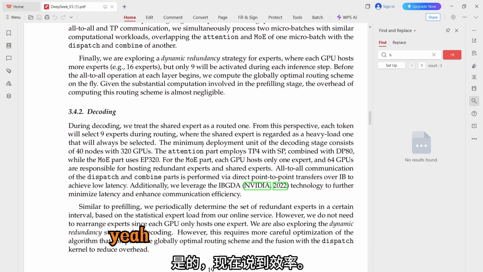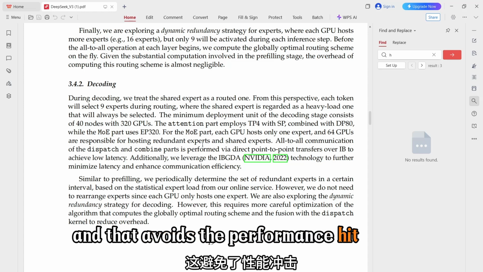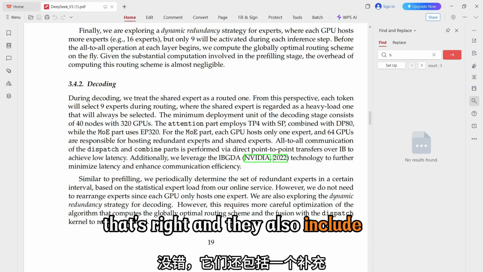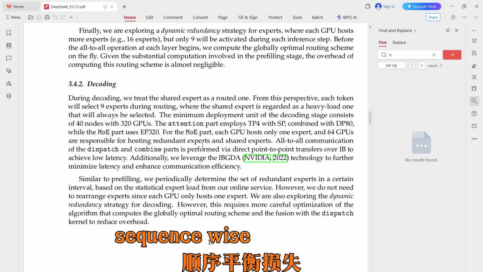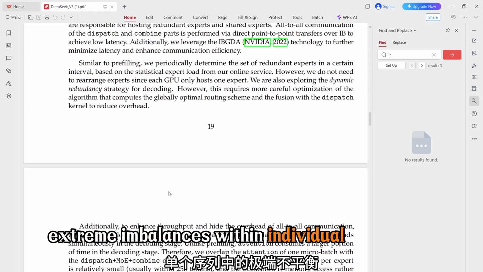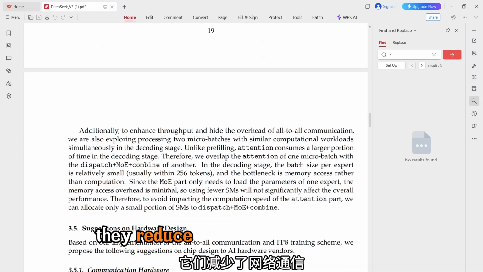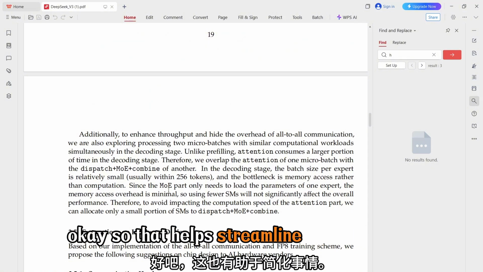Okay, that makes sense. Now, speaking of efficiency, to avoid bottlenecks, and that avoids the performance hit of the auxiliary loss. That's right, and they also include a complementary sequence-wise balance loss to prevent extreme imbalances within individual sequences. And by limiting each token to a maximum of 4 nodes, they reduce network communication. So that helps streamline things as well.